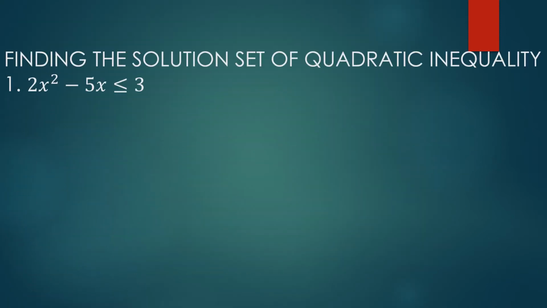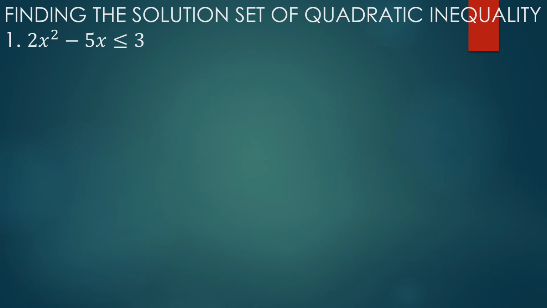Proceed to another inequality. Okay. Number 2 na pala to. Hindi to number 1. So, number 2. We have 2x squared minus 5x is less than or equal to 3. Okay? So, remember yung inequality symbol natin dito is less than or equal to. Yung kaibahan ng sa graph natin, pag merong equal to, solid line yung gagamitin natin. Pero pag wala siyang equal to, broken line lang yung gagamitin natin.